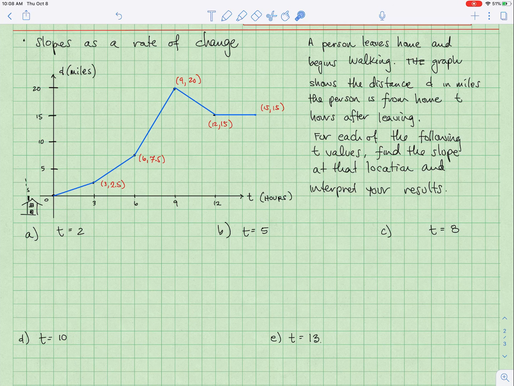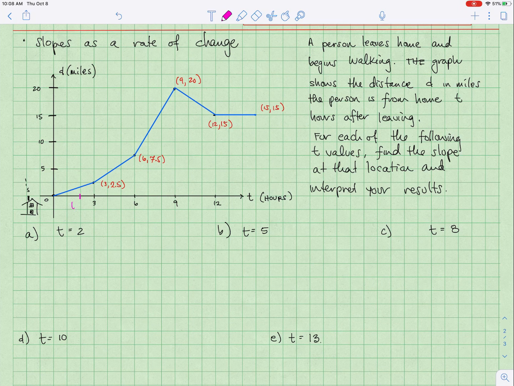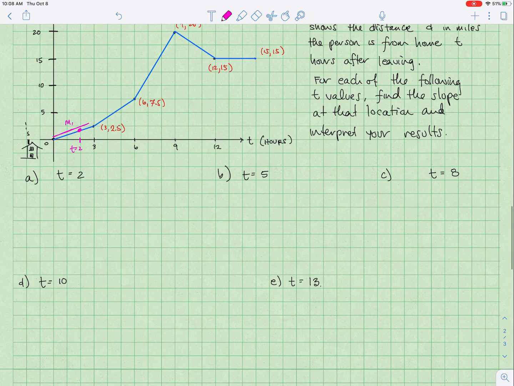For each of the following t values, find the slope at that location and interpret your results. The first one here is t equals 2. All right, well, let's see. Let's get a different color here. This is where t equals 2, and this is the point on that line. This line segment right here has a certain slope. Let's call that slope 1. Although it's at t equals 2, I can use the endpoints of that line to calculate the slope.